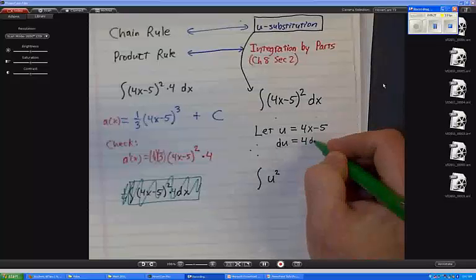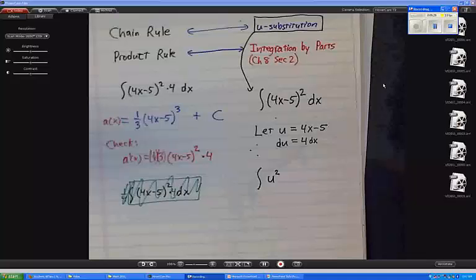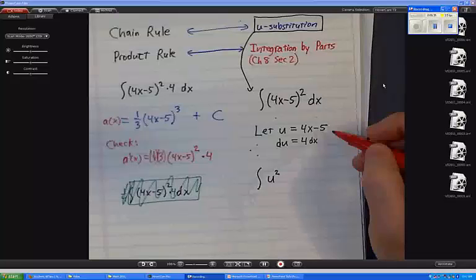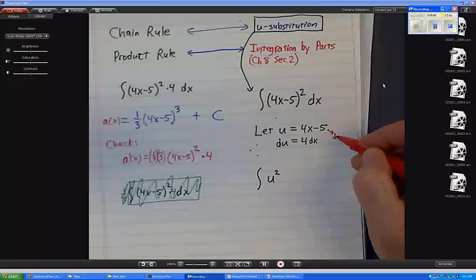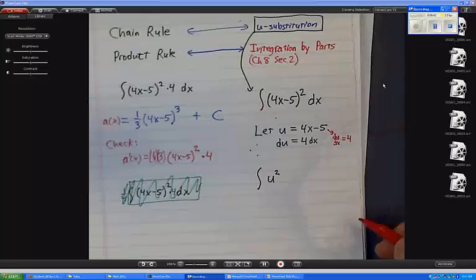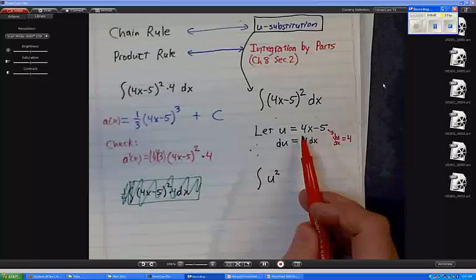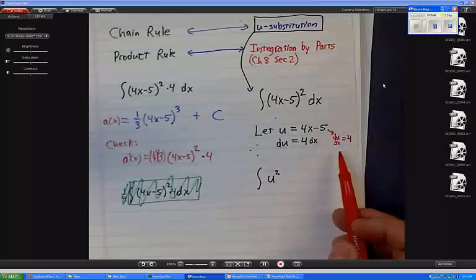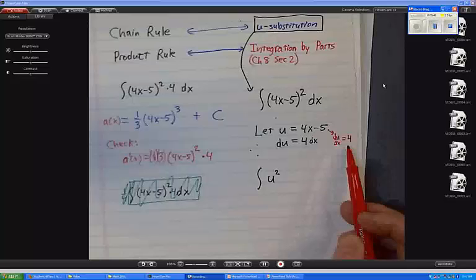Now, let me slow down there. A lot of people like to write an intermediate step. The book won't do this. Some people, when they're first learning, will write du dx equals 4. See, if u is 4x minus 5, what's the derivative of u with respect to x? It's 4. Are you with me? And then what do you do with that dx? You separate the variable. We've done that before.